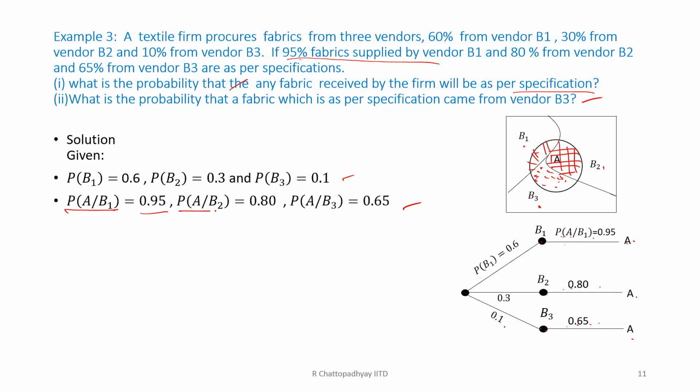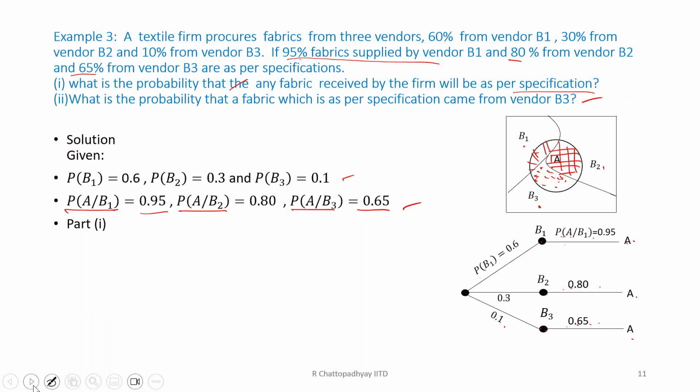Similarly, P(A given B2) is 0.80. It is already stated. And P(A given B3) is 0.65. These values are already there, here and here. So we are writing whatever is stated in the numerical, just simply write them properly.